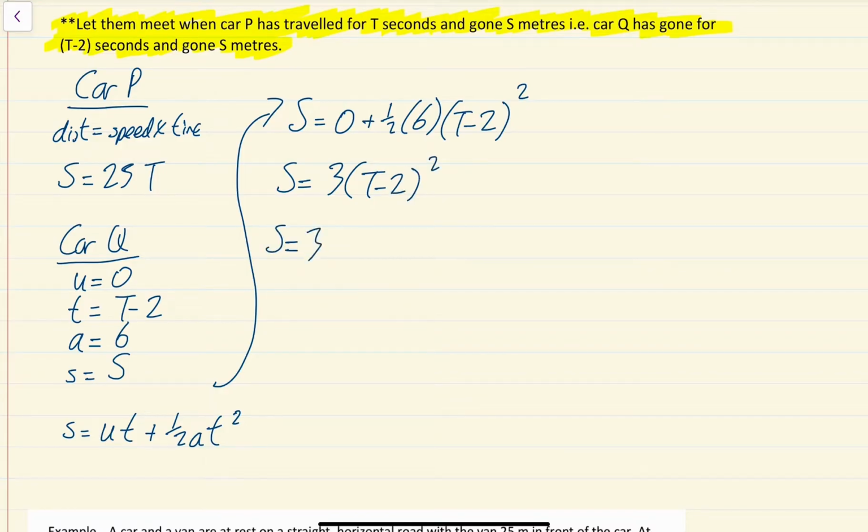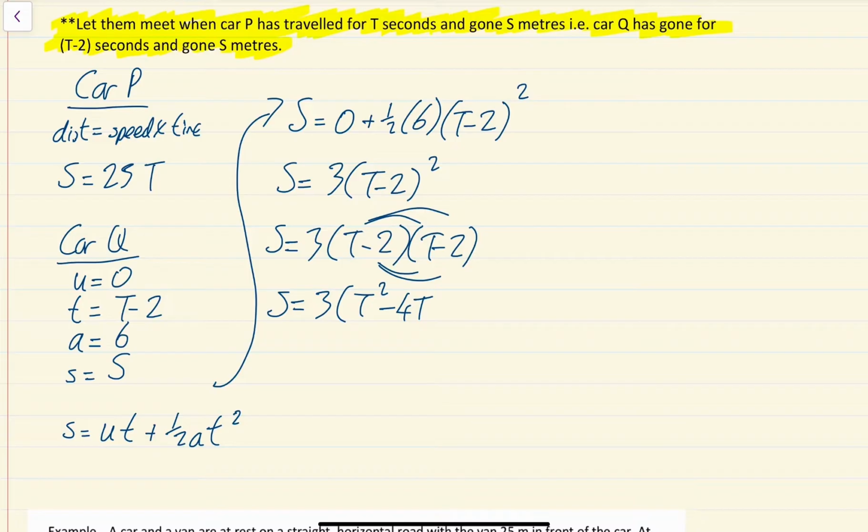Then do this step here, expand this bracket, because this is what very good mathematicians make mistakes on. So expand that out. T times t is t squared. T times the minus 2 is minus 2t. You have another minus 2t, so that's a total of minus 4t. And minus 2 times minus 2 is plus 4. Then let's multiply it out again. That's 3t squared minus 12t plus 12.